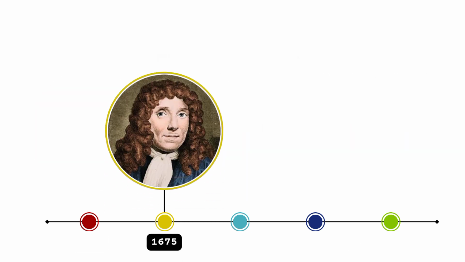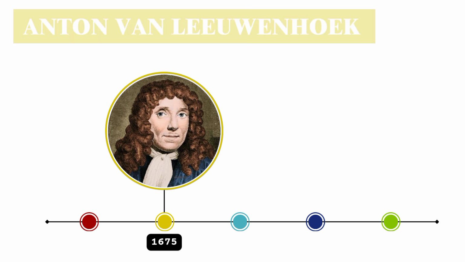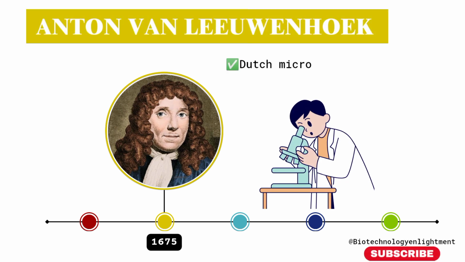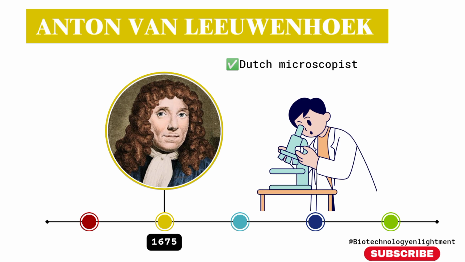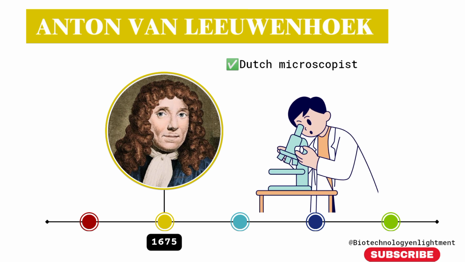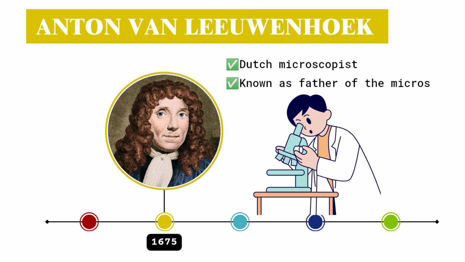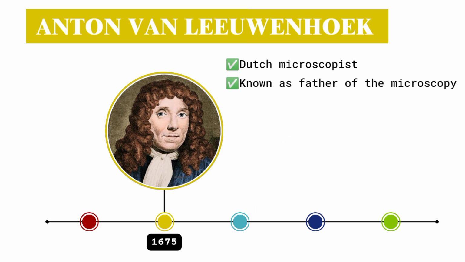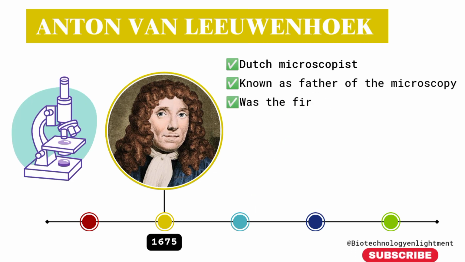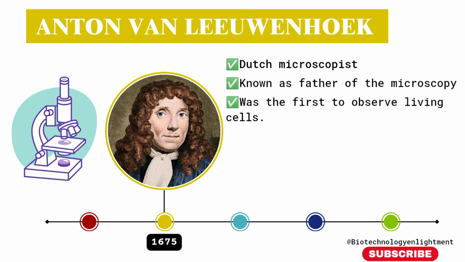Later, in 1675, Anton van Leeuwenhoek, a Dutch microscopist, succeeded greatly by improving and building microscopes. He was also known as the father of microscopy. Leeuwenhoek was the first to describe and observe live cells.